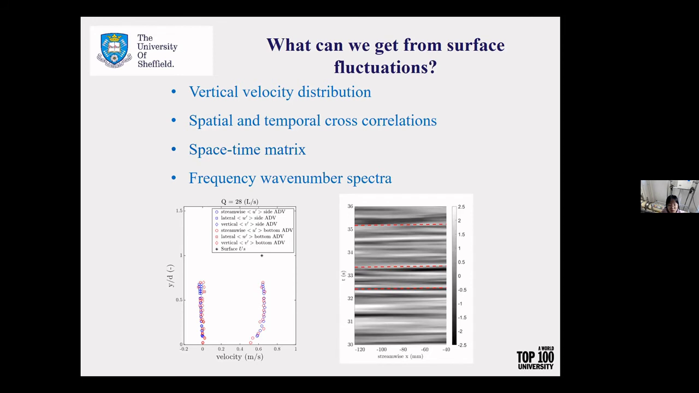You can see very clear and persistent features. The gradient of these striations indicates the advection velocity. And also we can calculate the frequency wave number spectra in both streamwise and lateral directions from the DIC data.